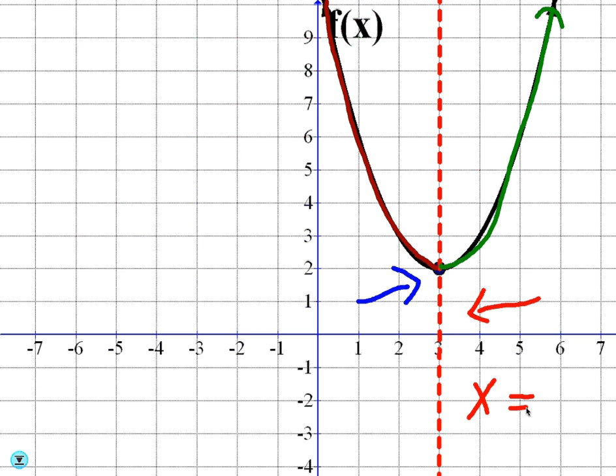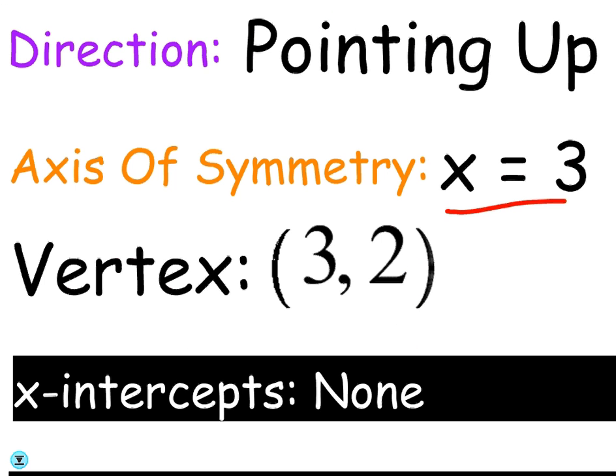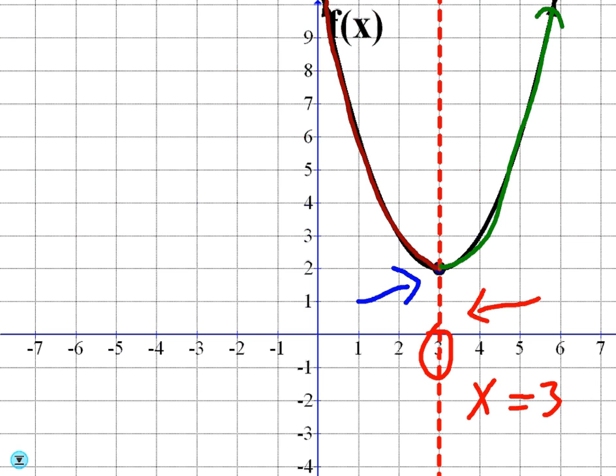That makes sense because this line crosses at x equals 3. So the axis of symmetry is always an x equals equation. And the vertex is simple. It's just whatever that point is where the U comes together, the bottom or the top of the U. In this case, it's going to be (3, 2).